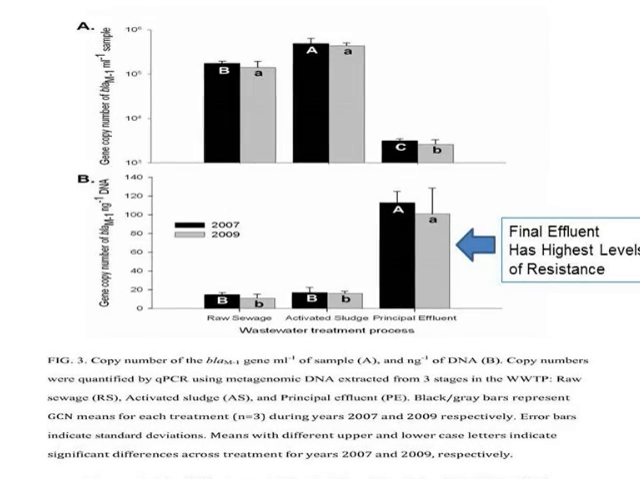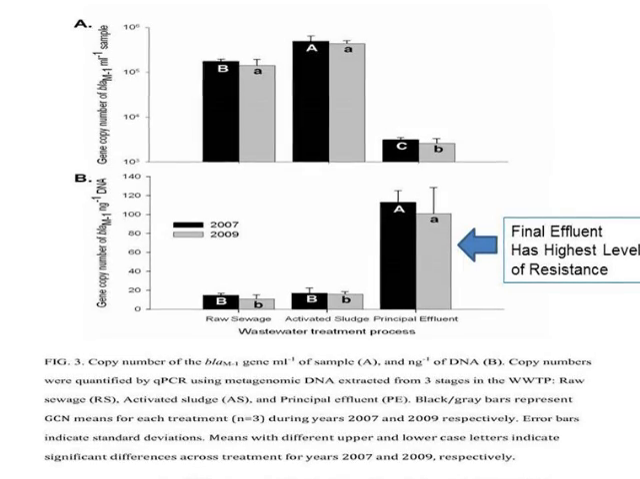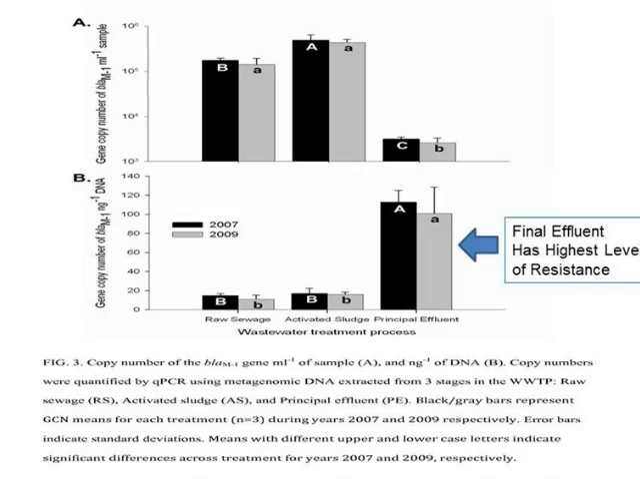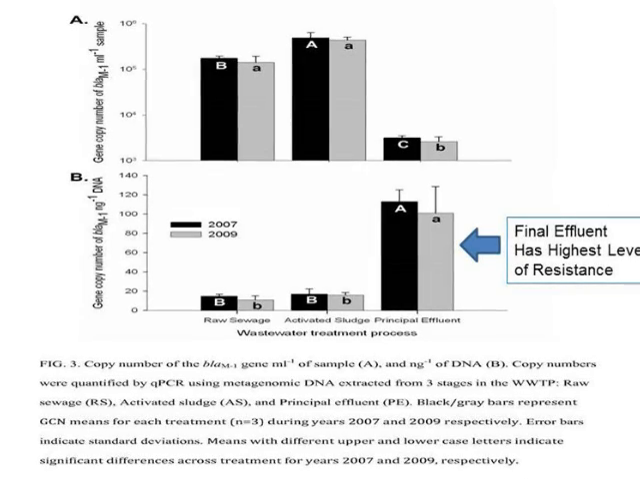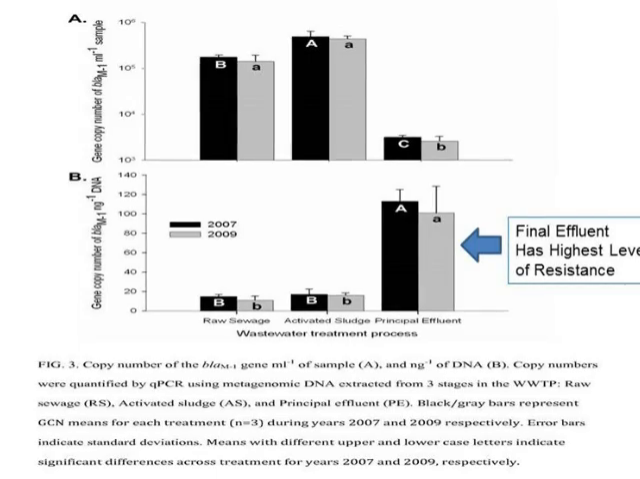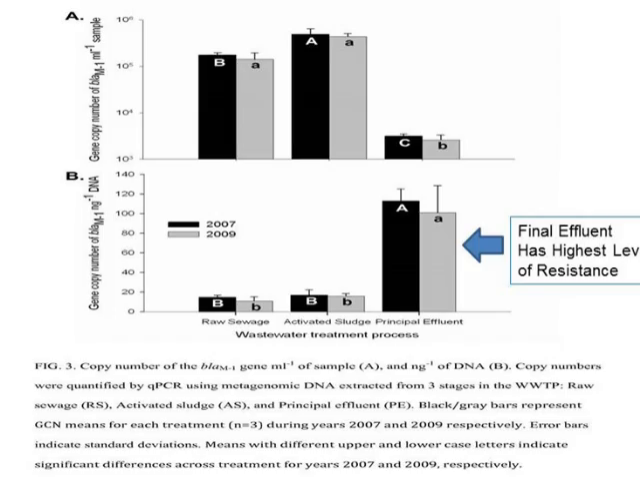In this particular slide, this depicts the levels of the BLAST M1 gene, a gene responsible for the development of antibiotic-resistant plasmids in E. coli. And these are measured in the effluent at the sewage treatment plant in Charleston, South Carolina.